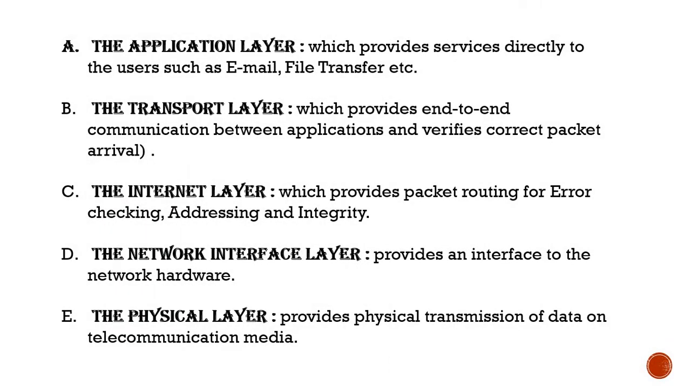Now, the application layer provides service directly to the user, such as email, file transfer, etc. The transport layer provides end-to-end communication between applications and verifies correct packet arrival. The internet layer provides the packet with error checking as well as addressing and integrity. The network interface layer provides an interface to the network hardware, and the physical layer provides the physical transmission of data on telecommunication media.